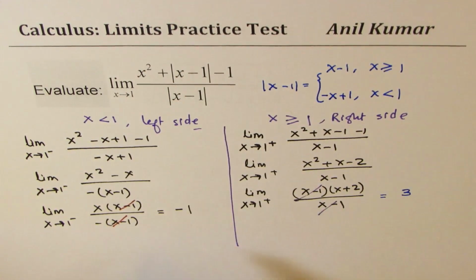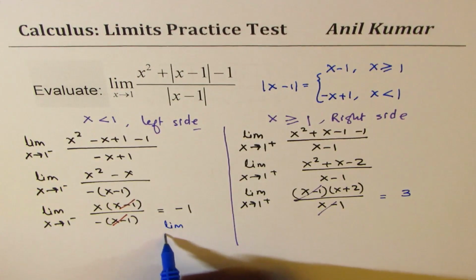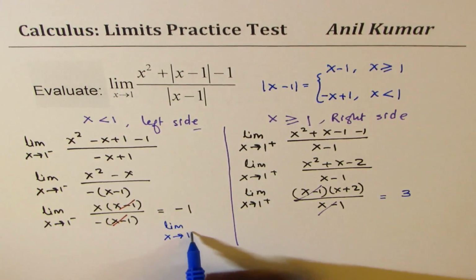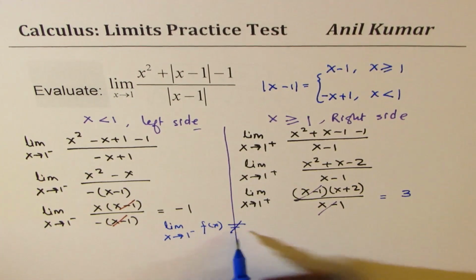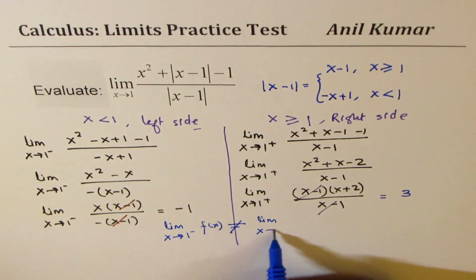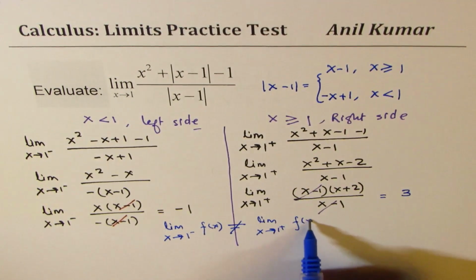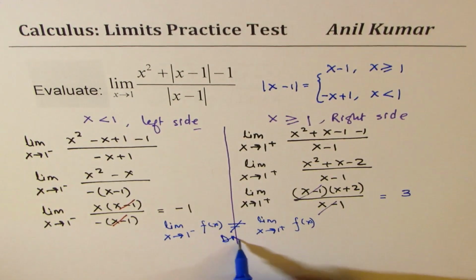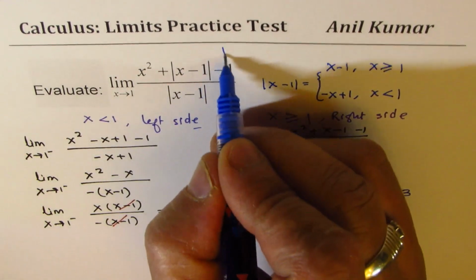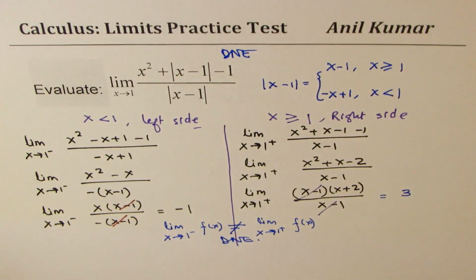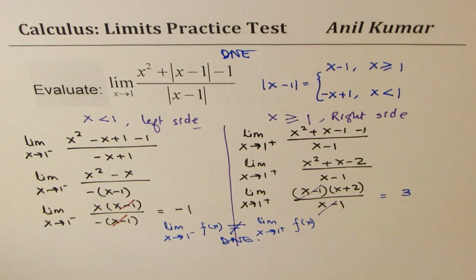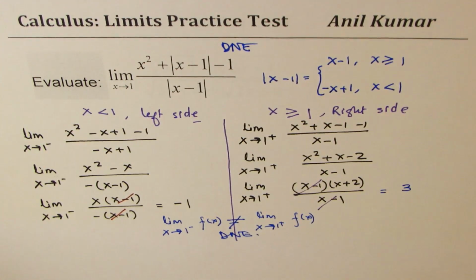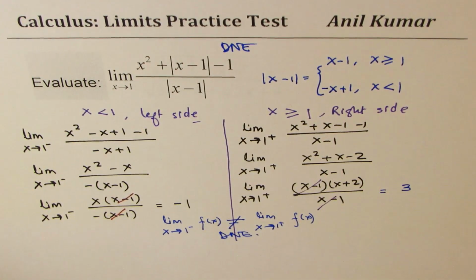Now you can clearly see that the limit when x approaches 1 from the left side for the given function, let's say f of x, is not equal to the limit when x approaches 1 from the right side for the same function, right? So therefore, it does not exist. So this limit does not exist. You see that? So for a piecewise function, we have to check the limit from both sides and see whether it exists or not. If it is not the same from both sides, then it does not exist.